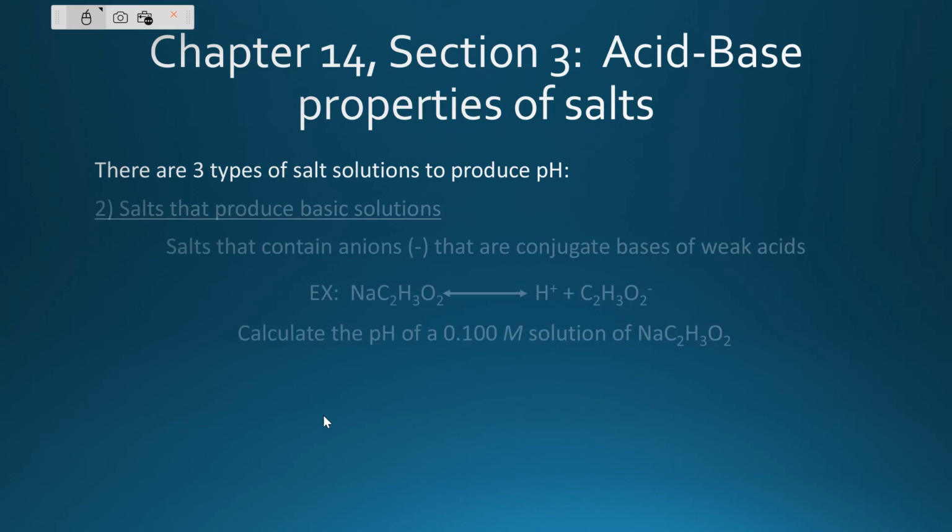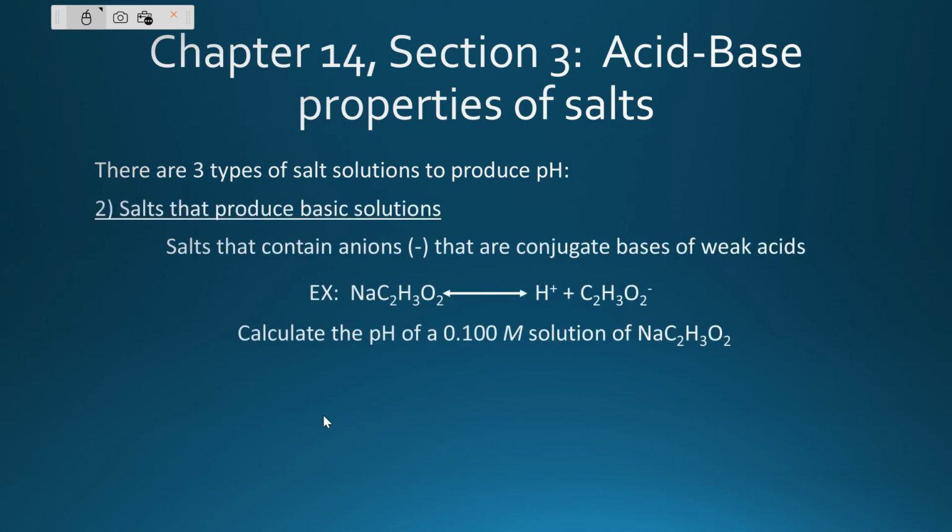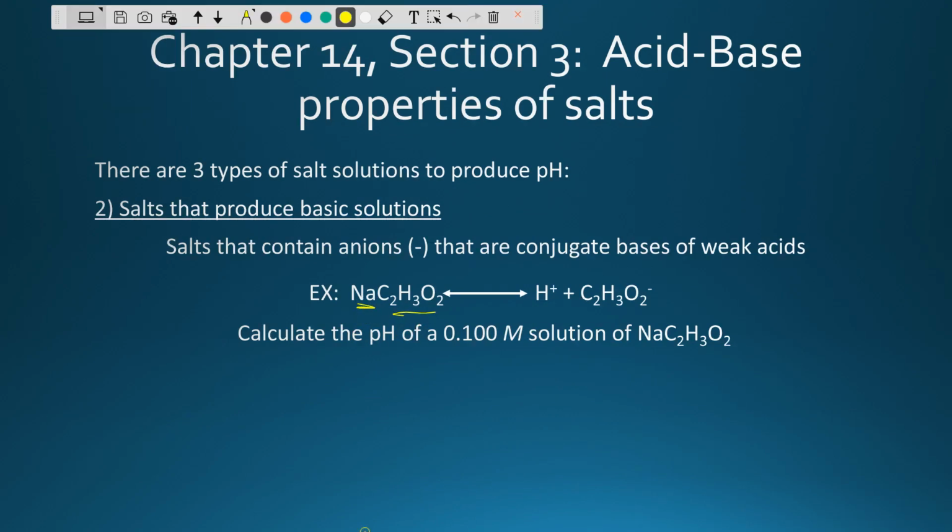Okay, there's another type of salt that's going to be producing a pH. These contain anions that are conjugate bases of a weak acid. My example for this one is sodium acetate. Okay, here's my sodium, here's my acetate. That's going to be producing my sodium ions and forming my acetate. So that's the two types of products I'm going to get off of this.